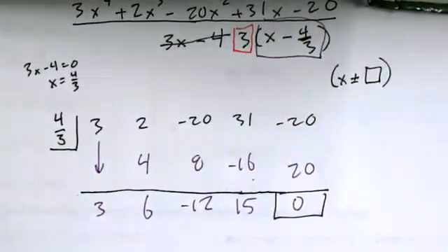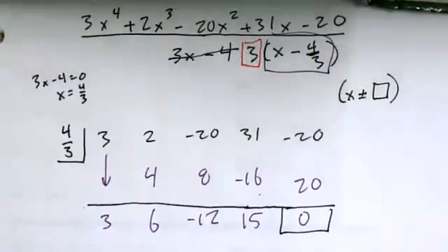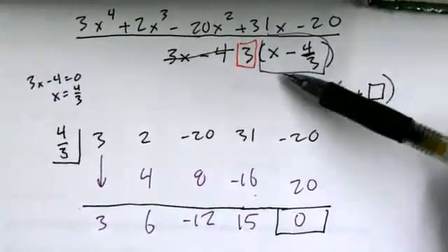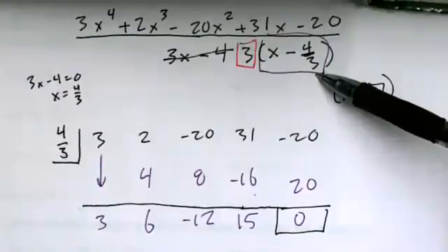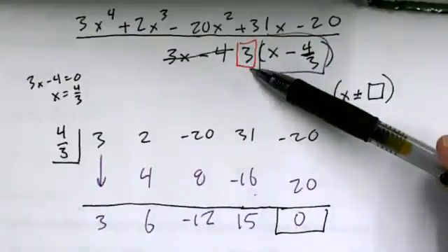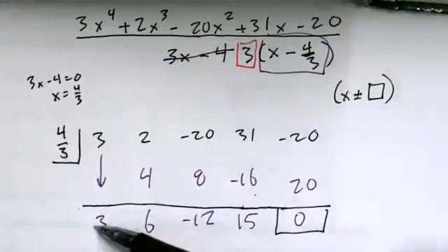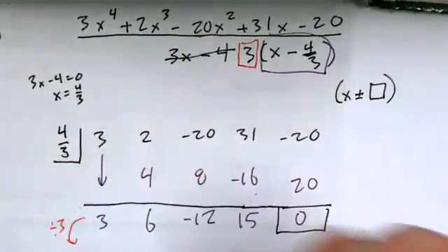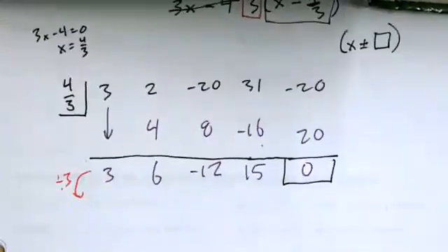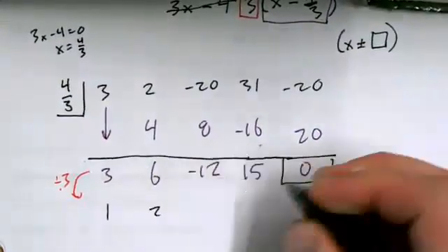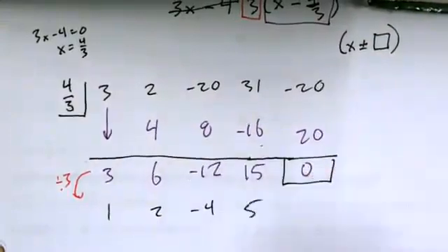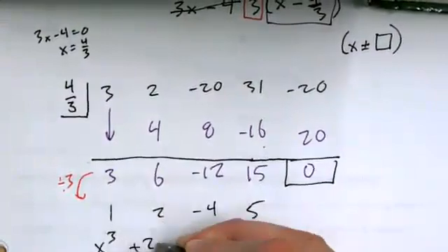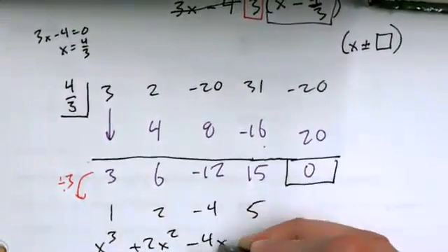All right. So we're going to write down our answer now, but I need you guys to keep something in mind. We just divided by x minus 4/3. We have not yet divided by the 3. So let's just take all of these coefficients and divide them by 3 to come up with our final answer. So our actual coefficients are going to be 1, 2, -4, and 5. So that would be 1x to the 3rd plus 2x squared minus 4x plus 5.